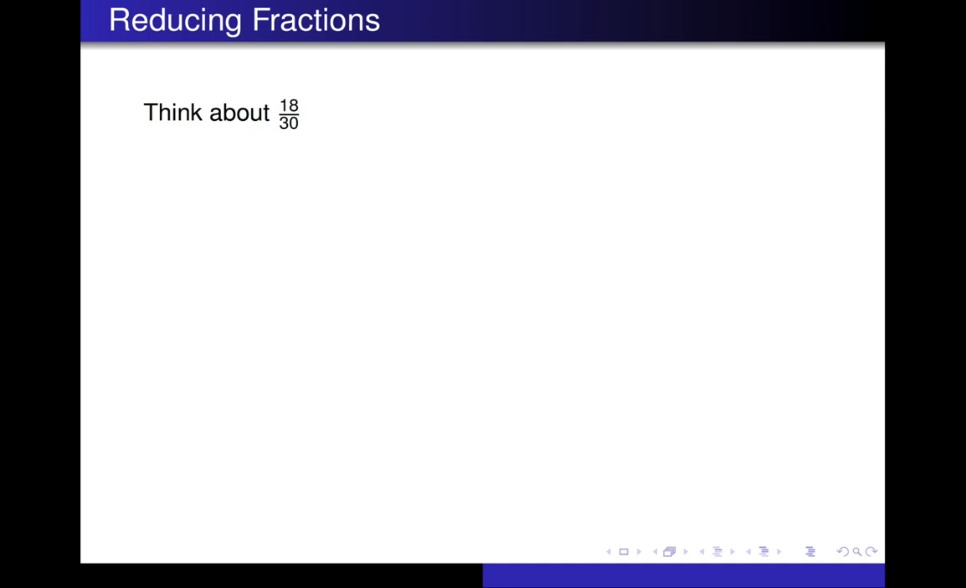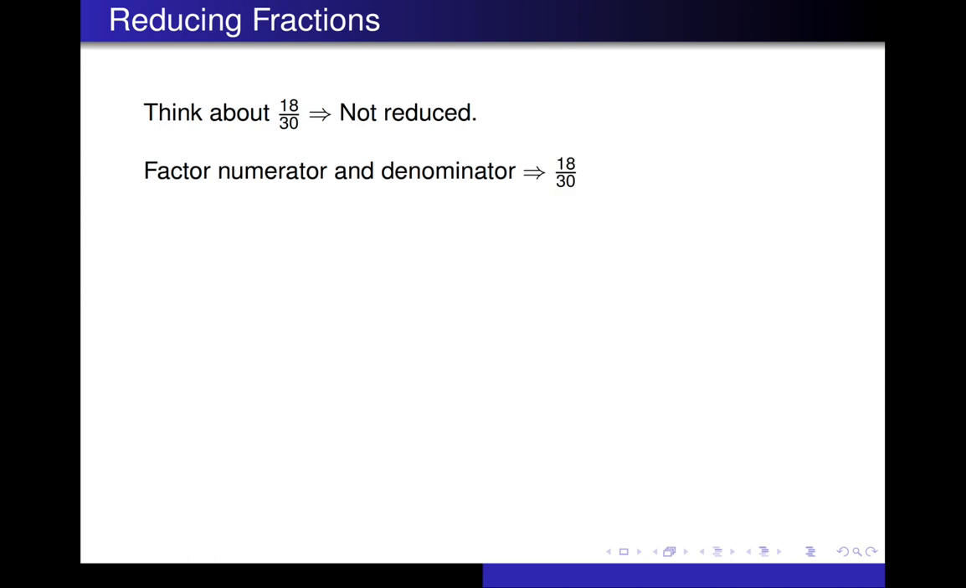So if you have the fraction 18 over 30, that is, of course, not what we would consider reduced or simplified. So the question is, how do you reduce those fractions? Well, basically what we do is we factor the numerator and denominator in some way. So the way I'm going to do it is I'm going to factor 18 into 6 times 3 and 30 into 10 times 3. And then what we can do is cancel those 3's to get 6 over 10. And we don't get a reduced fraction in this case, but we get a more reduced fraction.